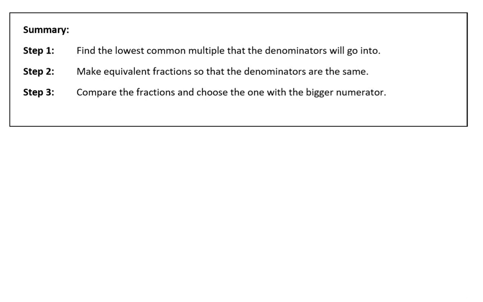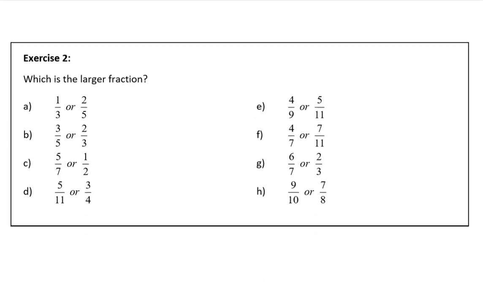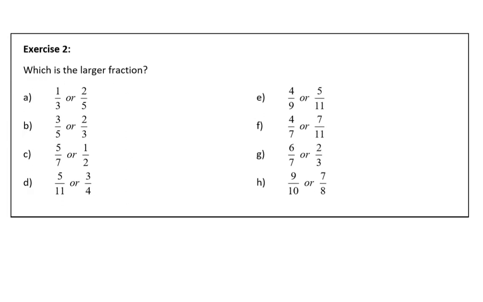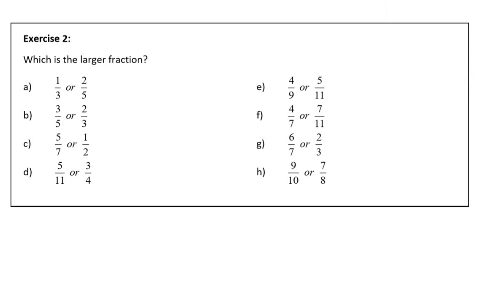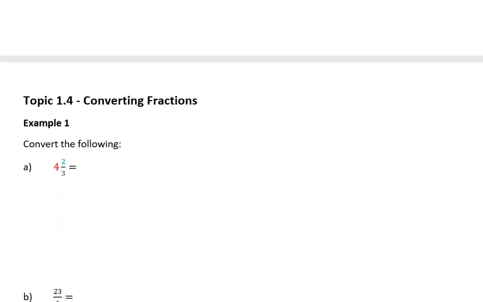So just make sure you hit pause and write down that note so that you can study from it in future. Once you've done that, you're going to try just a couple. So this is exercise 2. I will save exercise 2 as a PDF when I post this video into Google Classroom. So just have a look at these questions. They should take you quite quick, because you're just comparing these fractions by making them into equivalent fractions with the same denominator. Once you've done that, you can carry on, because we're now starting exercise 1.4.